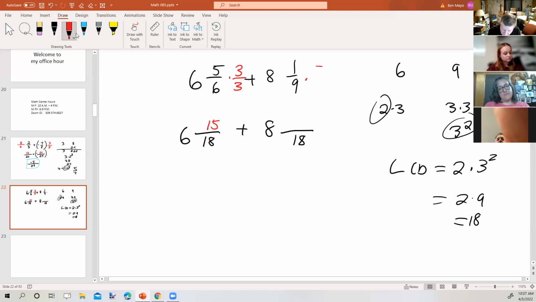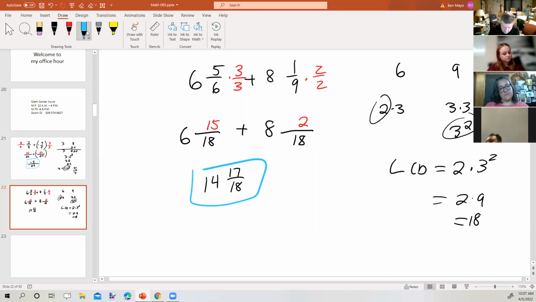I'm going to take 1/9 and multiply it by 2/2. 1/9 times 2/2 becomes 2/18. So 8 and 1/9 becomes 8 and 2/18. So now I can add all the different parts. 6 plus 8 is 14. 15/18 plus 2/18 is 17/18. 17/18 doesn't reduce, so this would be my final answer. Any questions about that example?